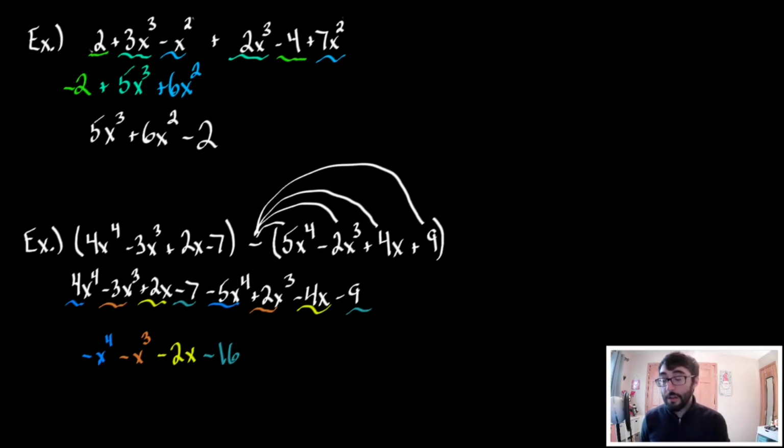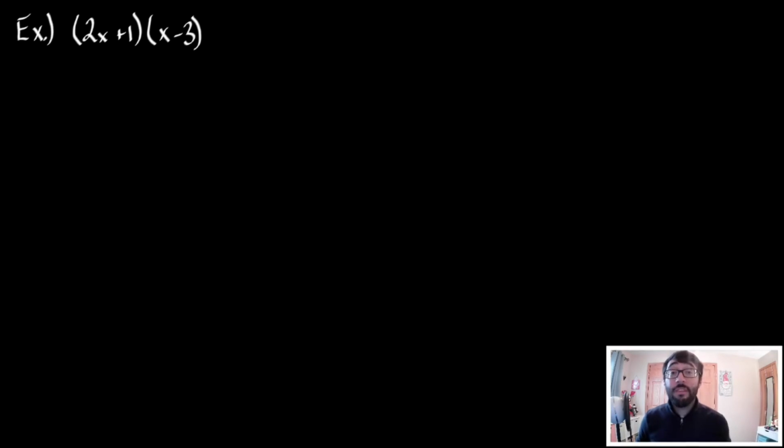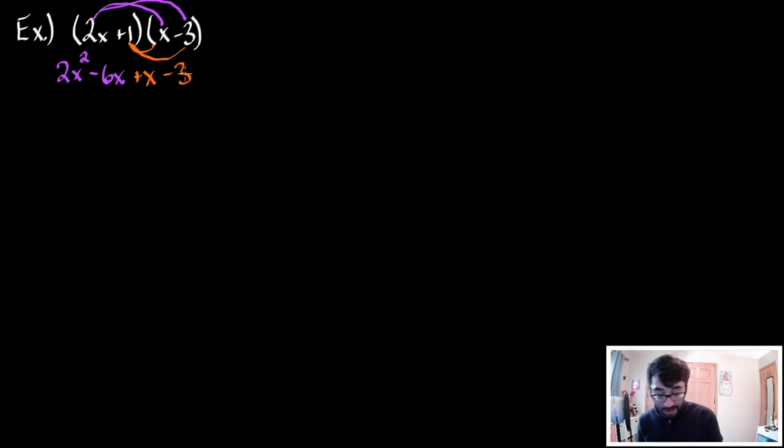So let's go ahead and quickly talk about multiplying polynomials, something that we've actually already done before. So we've seen problems like these before where we have two binomials multiplying each other. Remember, binomials are polynomials, so this is technically multiplying polynomials. We've seen these problems before where we have to distribute the first term to everything in the second polynomial, which would get us 2x squared minus 6x, and then we distribute the 1 to everything in the second polynomial, which would get us a positive x and a negative 3.